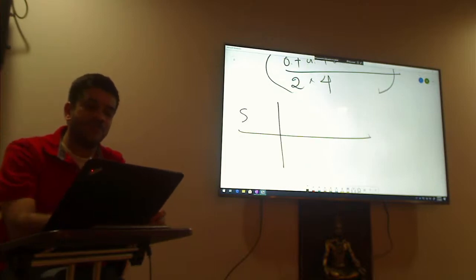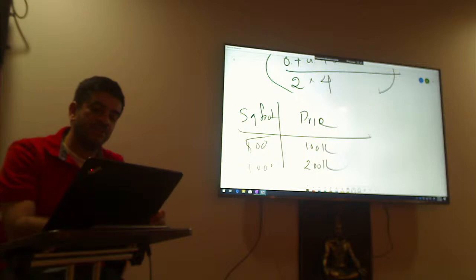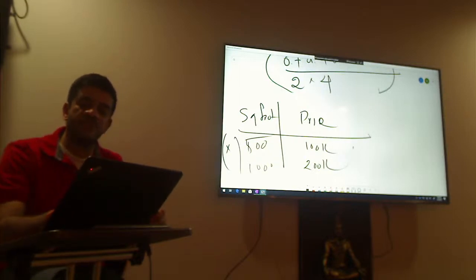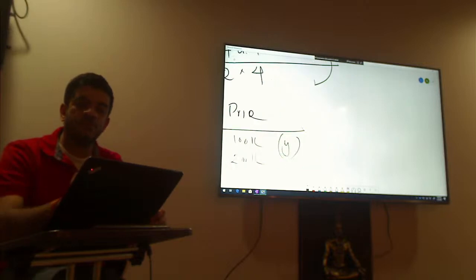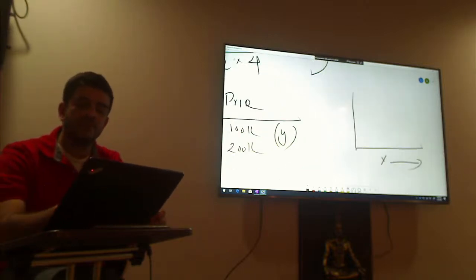So, square footage and price. Say you have 500 square feet at 100K, and 1000 square feet at 200K. What is this? This is the x value and this is the y value. So when I plot, this is x, this is y.